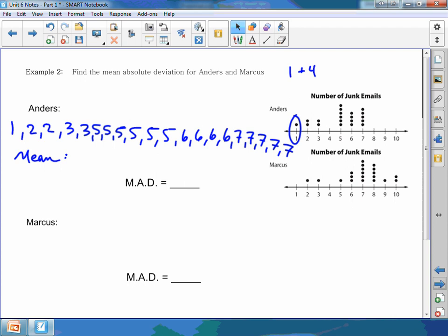Do any of you have both of the mean absolute deviations? Does anybody have that yet? Okay, I'll give you a little bit more time. I know the second one can get a little bit dicey with the decimals and things. You should have some decimals there.